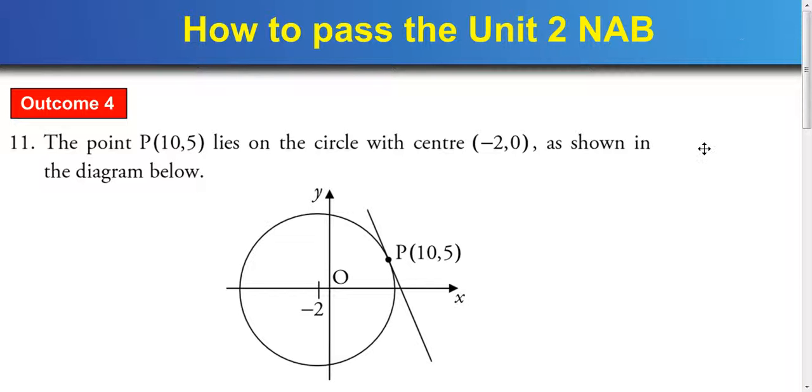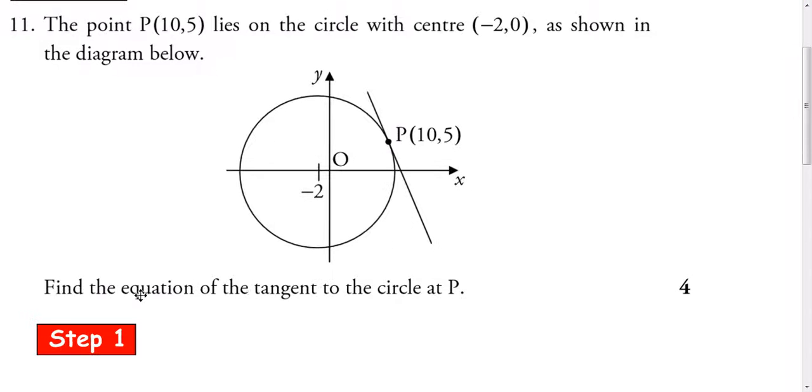In this last lesson on how to pass the Unit 2 NAB at Higher, we're going to look at the last question of Outcome 4. So it's question 11. The point P(10, 5) lies on the circle with centre (-2, 0), as shown in the diagram here. We have to work out the equation of the tangent to the circle at P.